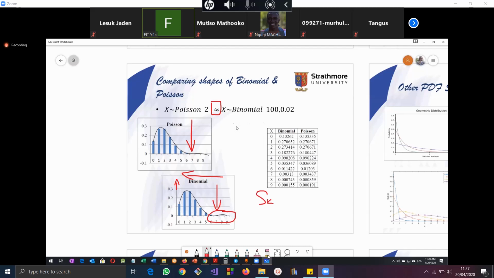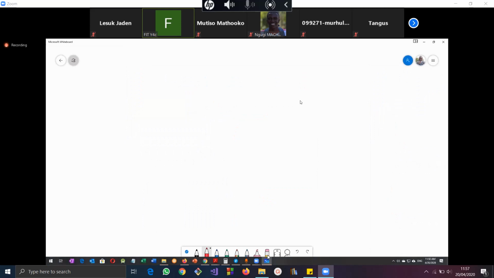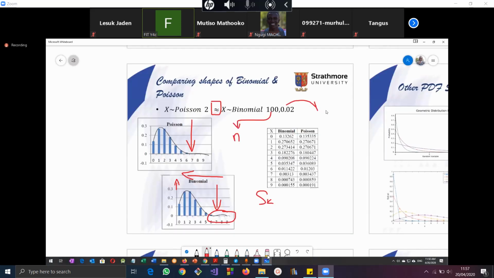Remember, this was n for binomial. N is the number of trials, and this was theta. Theta is the probability of success, depending on how the random variable is defined. So the rule that they normally use here is that if n is large and theta is small, then you can use Poisson and binomial interchangeably. We have actually just plotted the values here. There are online calculators for computing all this, as we will be computing all this using NumPy and other libraries.